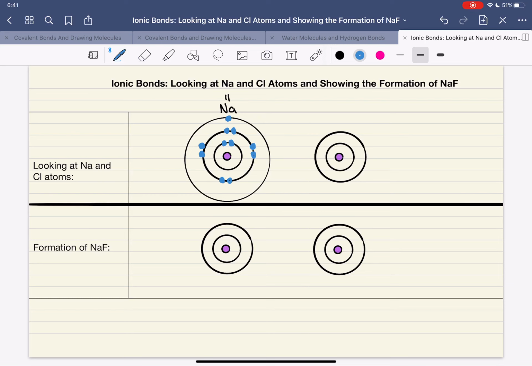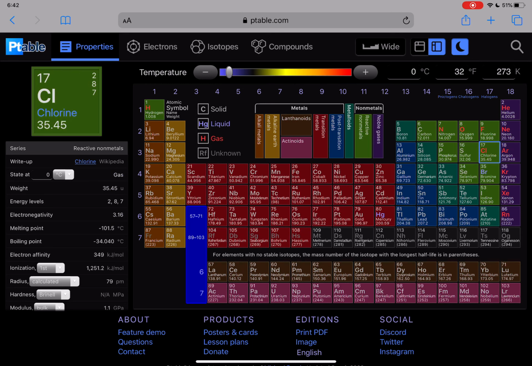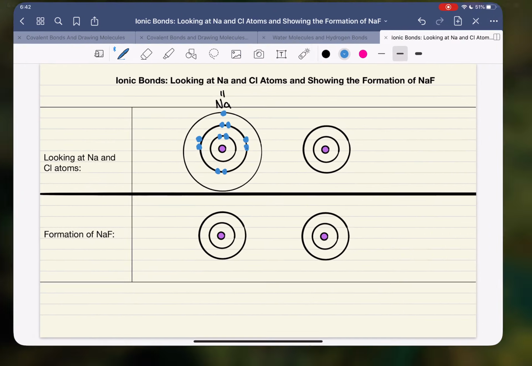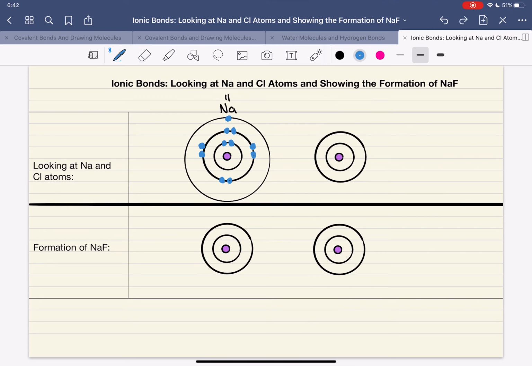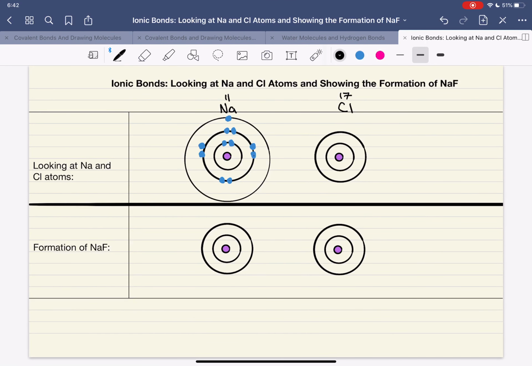We need to take a look at the other atom that's going to participate in this ionic bond, and that atom is chlorine. And if you look up chlorine over here on the right, you'll see that it's atomic number 17, which means that it has both 17 protons and 17 electrons. So the next thing we want to do is, I already know I'm going to need a third shell, so I'm just going to draw it now. We need to place these electrons into the shells. So I'll do this one a little bit quicker.